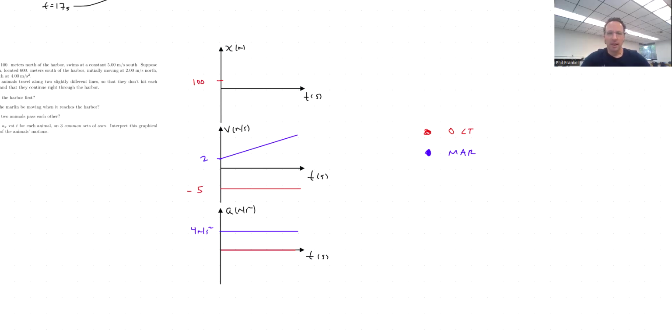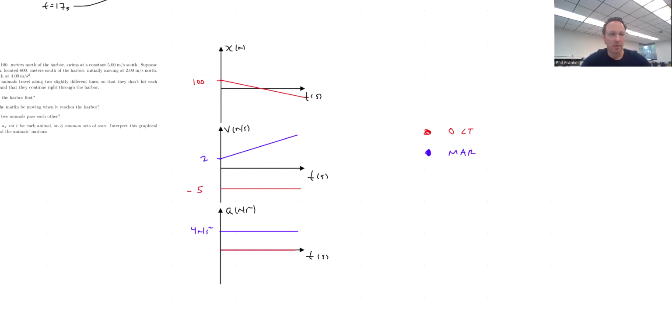What does the graph look like? Well, the octopus's velocity has a constant value of -5 meters per second. But the velocity of an object is the rate at which its position changes. Therefore, the position of the octopus changes at a constant rate of -5 meters per second.